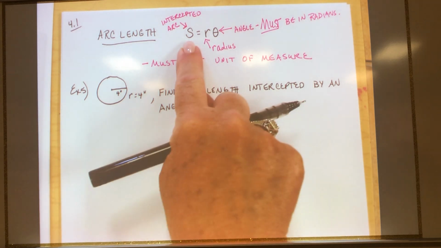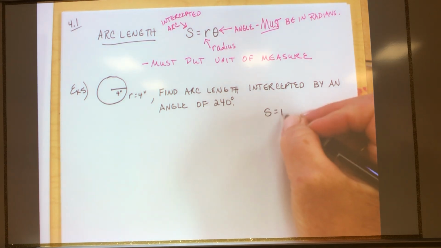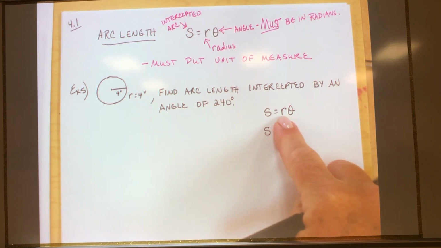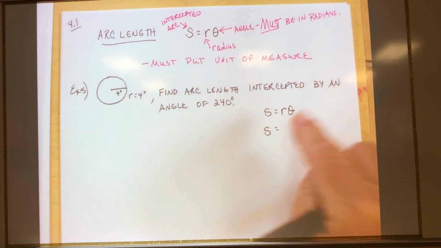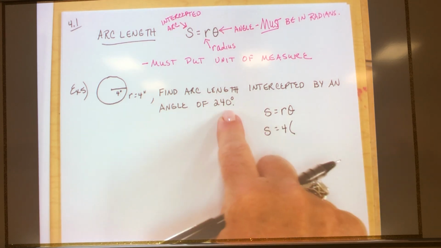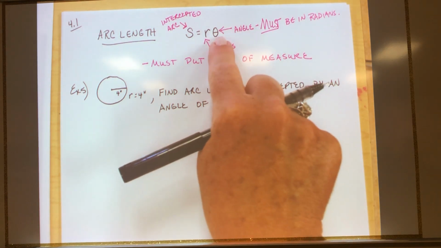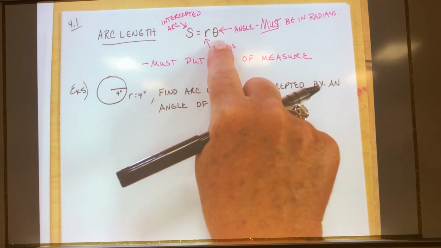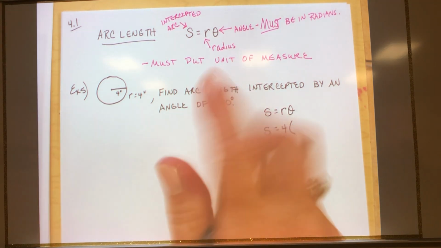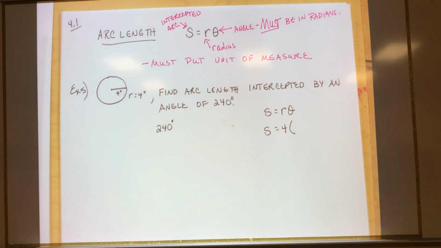Okay, so they're asking for my arc length, they're asking for S, so I'm using this formula. S is equal to R times theta. All right, S is equal to, what's R? Radius. What is it? 4. 4. Okay, now I have to find theta. Y'all, you have the angle, but remember what we said, it's very important. You're gonna have to get used to this. If they're talking about theta, then it has to be in radians, okay? So you're gonna take your 240 degrees. How do I convert 240 degrees to radians?